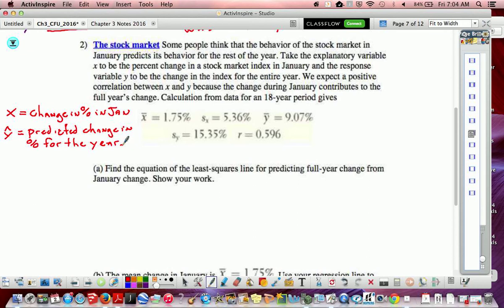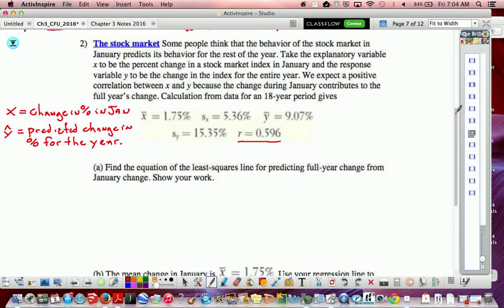Now, we expect a positive correlation between X and Y because the change during January contributes to the full year change. Calculations from data for an 18-year period give us this summary data. We're given the means of X and Y, the standard deviations of X and Y, and the correlation coefficient, which is positive 0.596. Part A says find the least squared regression line for predicting full year change from January change.